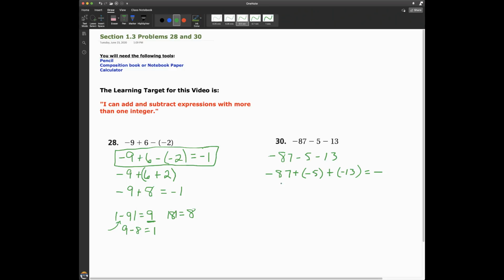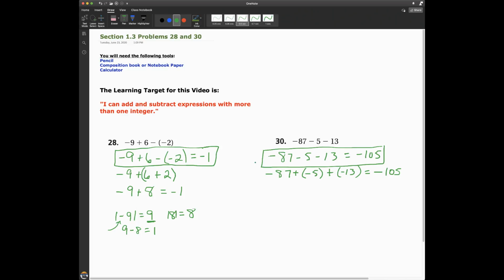So let's see, what do I have? 87 plus 5 is 92. 92 plus 13 is 105, and I keep that negative sign. Same sign, add and keep. So this answer is -105. And that's all we have to do.